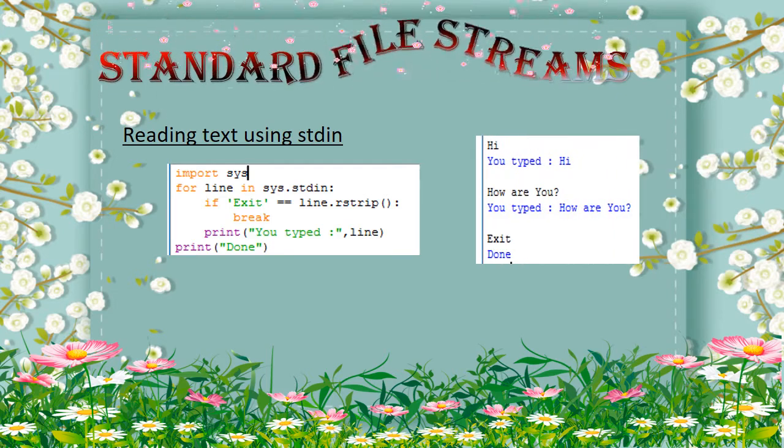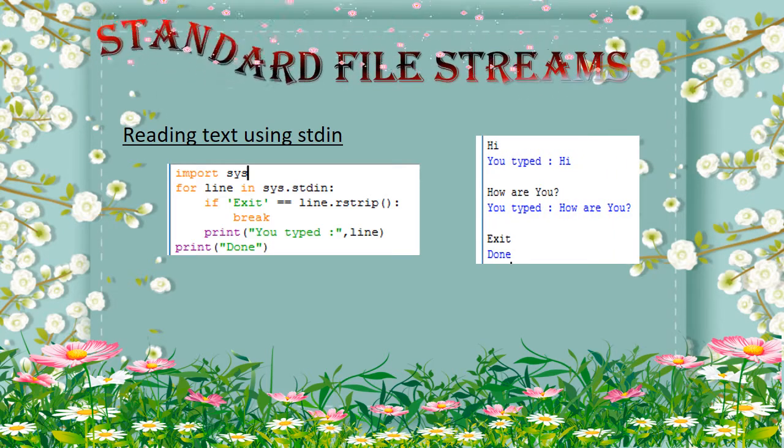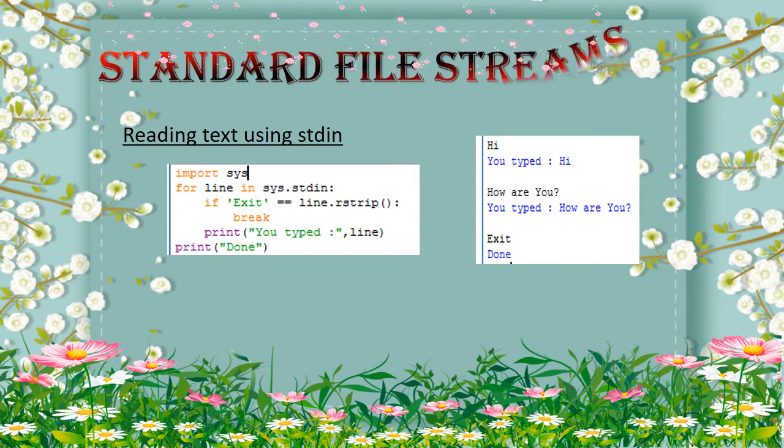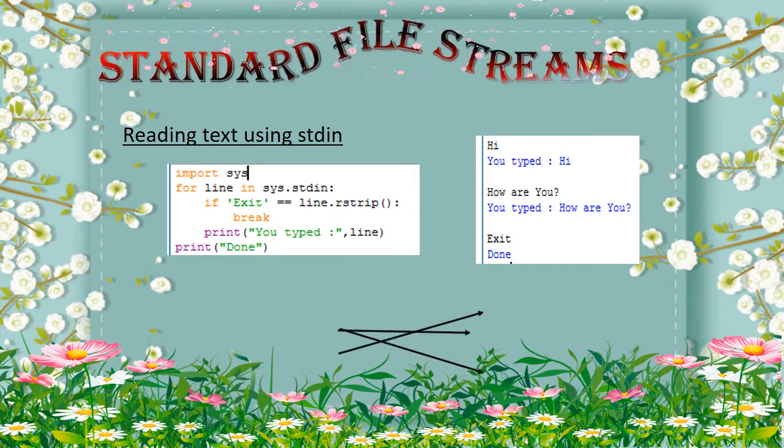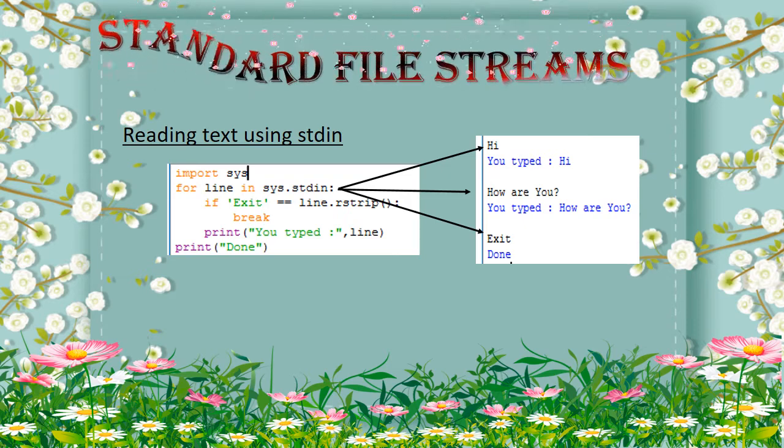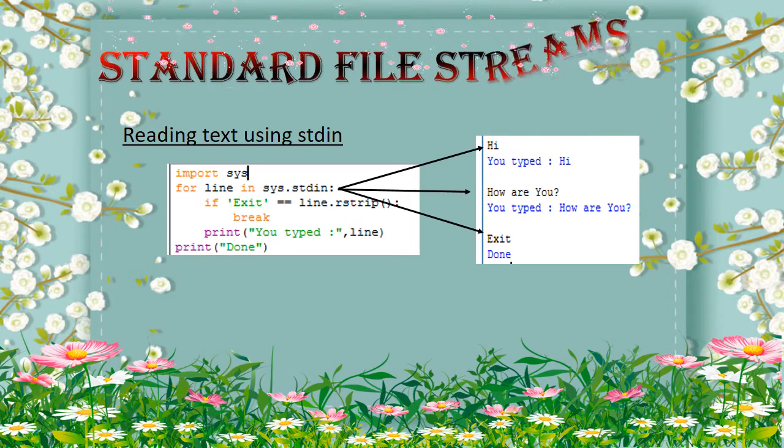See here, first I typed hi, and it displays 'you typed hi' using the print statement. Next I typed how are you, and then when I type exit, the loop breaks.